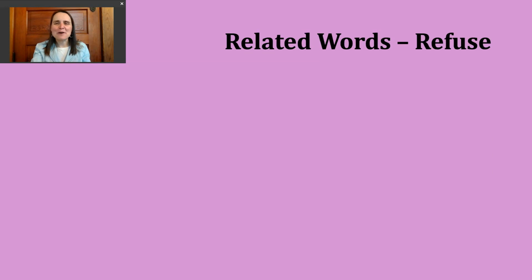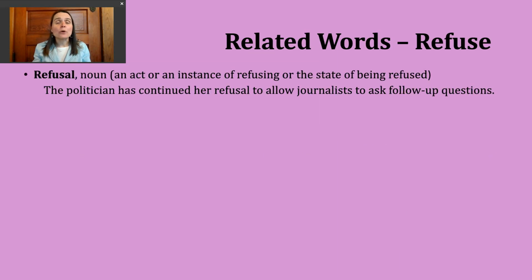Now, let's take a moment to look at some words that are related to our verb refuse. The first word we're going to look at is the noun refusal. This could be the act or maybe one particular event or instance of refusing someone or something. It could also be the state of being refused. An example of this: the politician has continued her refusal to allow journalists to ask follow-up questions, right? This idea of like, I don't allow it. It's not going to be permitted.